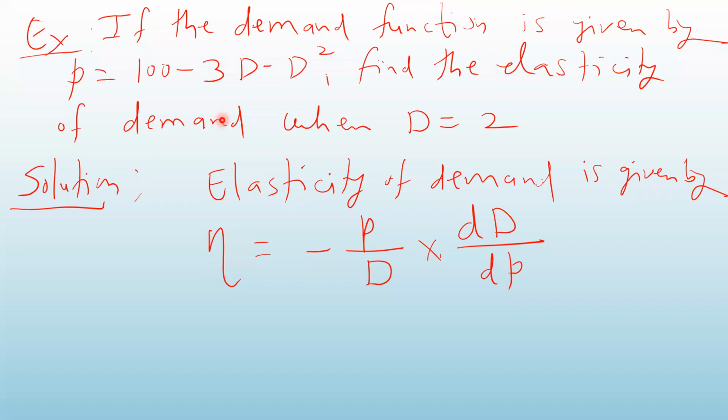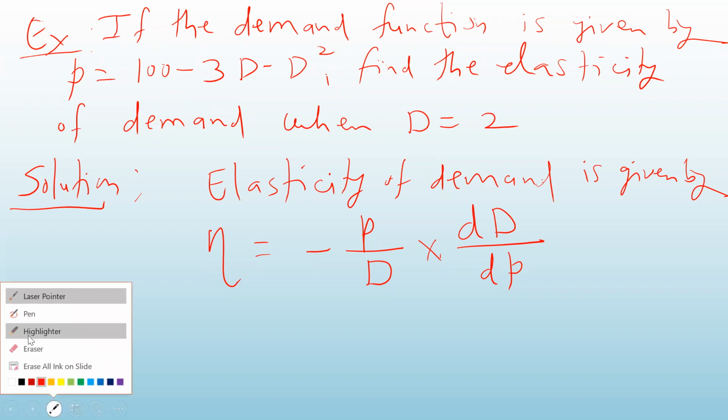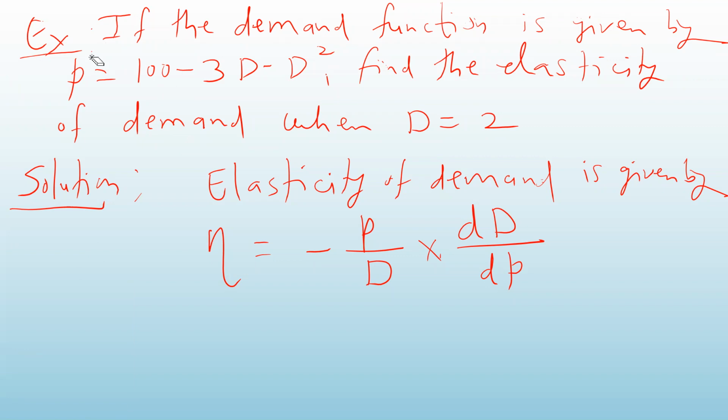Wait a minute. I have written P in terms of D. So let me take another problem in which D is written in terms of P, because otherwise it will become very, very complicated. So let me just erase this and I will write down D in terms of P. So that will be easy for you to understand. See, demand function is basically the relation between price and demand, correct? So D is 15 minus 4P plus P square. I've just changed the demand.